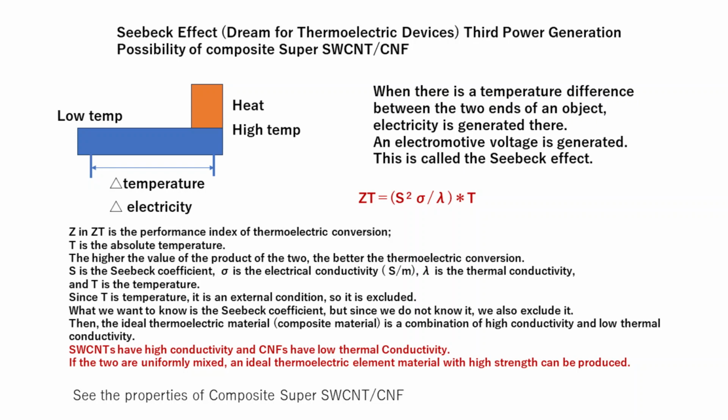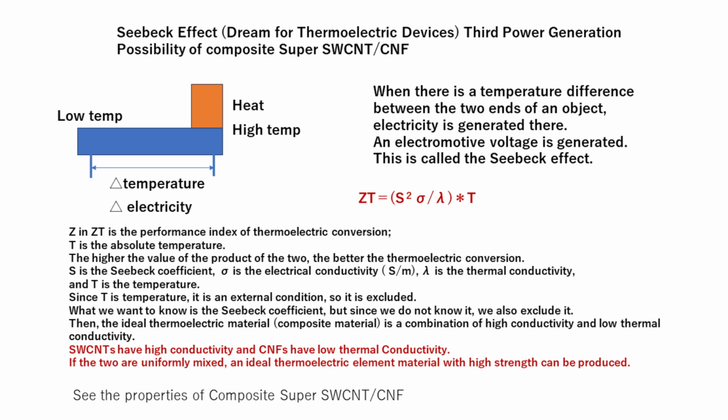Seebeck effect, dream for thermoelectric devices, third power generation. Possibility of composite Super SWCNT/CNF. When there is a temperature difference between the two ends of an object, electricity is generated there. An electromotive voltage is generated. This is called the Seebeck effect.